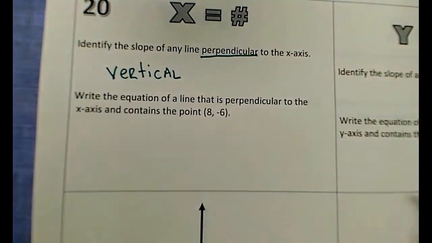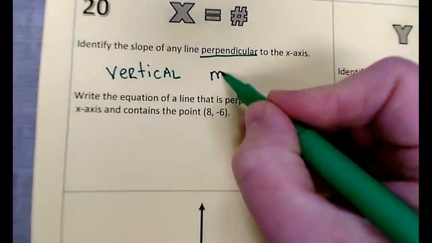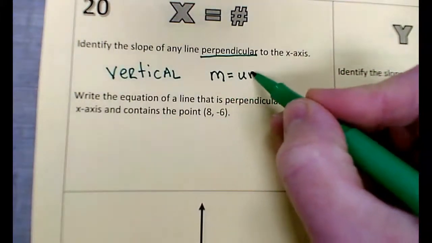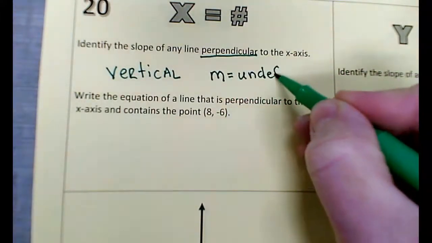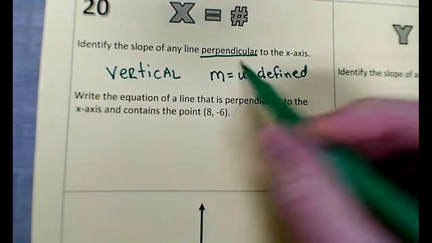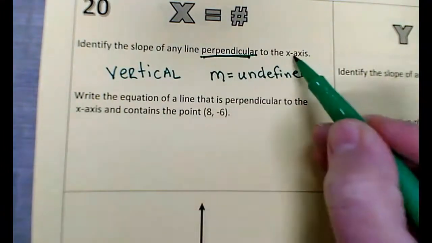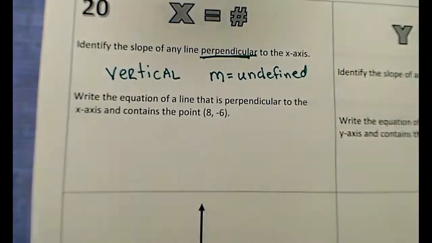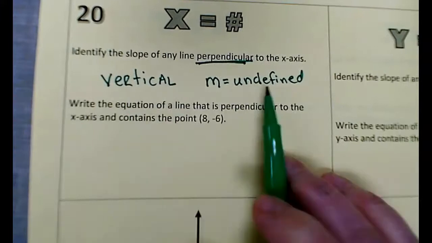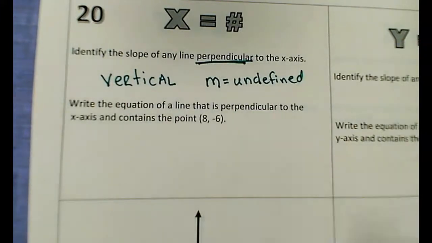If it is vertical, then the slope is undefined. Perpendicular to the x-axis means it's going to cross the x-axis at 90 degrees. It's going to be vertical, and the slope would therefore be undefined.